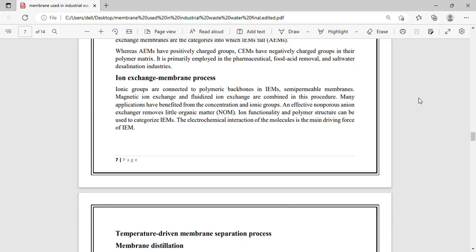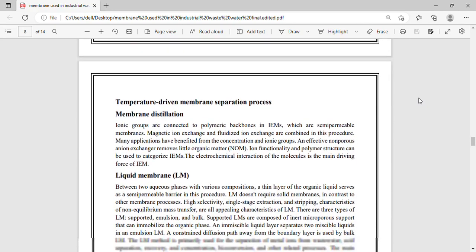Ion exchange membrane process. It includes ionic groups which are connected to polymeric backbones in the IEMs, which are semi-permeable membranes. Magnetic ion exchange and fluidized ion exchange are combined in the procedure. Many applications have benefited from the concentration and ionic groups. An effective non-porous anion exchanger removes little organic matter. Ion functionality and polymer structure can be used to categorize IEMs. The electrochemical interaction of the molecule is the main driving force of IEMs.